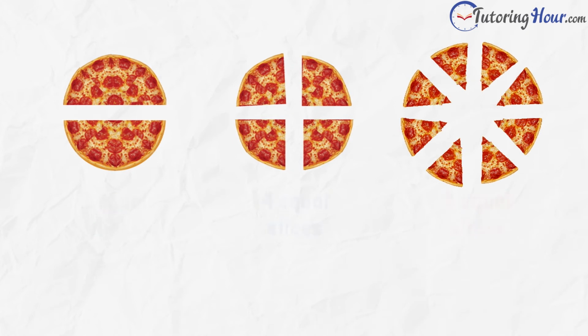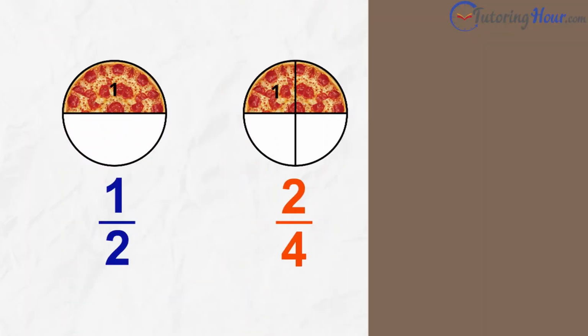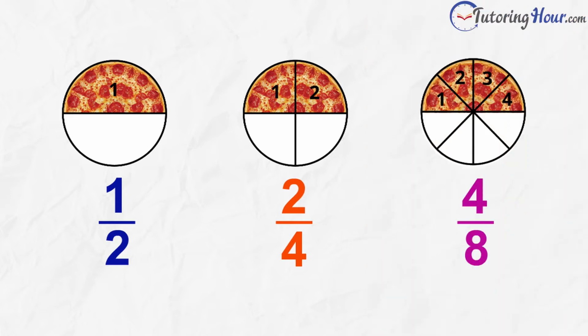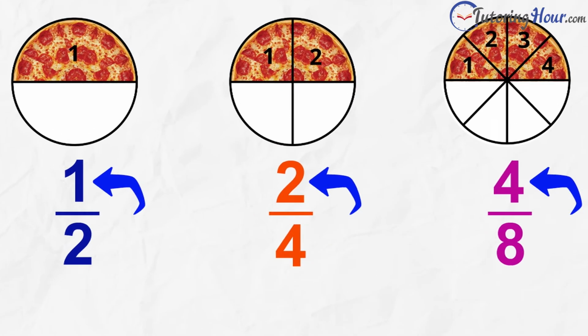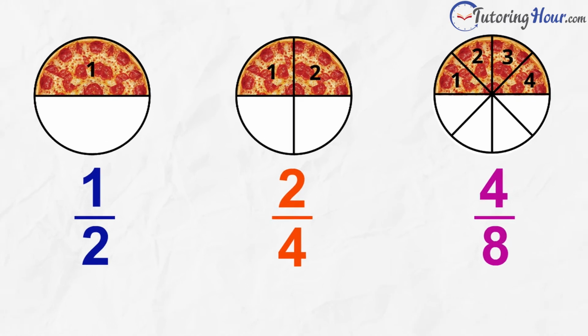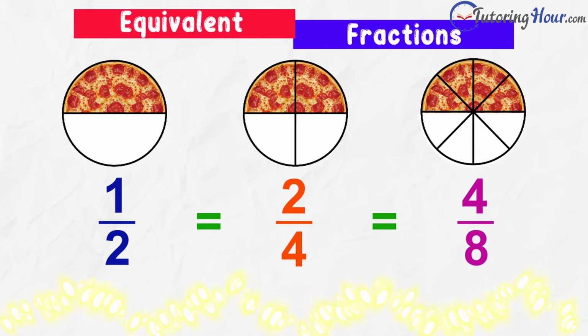Now let's assume that half of it was eaten. What remains here is 1/2. 2 quarters were left over in this case, and 4 of the 8 parts of this pizza. The fractions 1/2, 2/4, and 4/8 have different numerators and denominators, but they denote the same quantity or proportion. These are equivalent fractions.